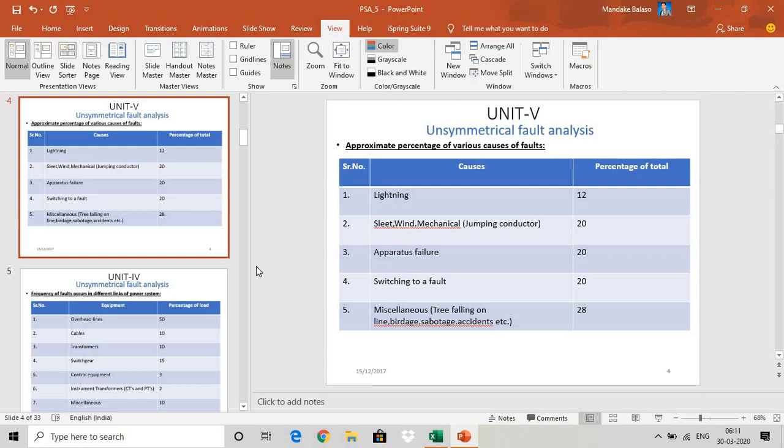Suppose construction is going on, then during digging work a fault may occur, so it also comes under the category of miscellaneous. That means, in short, there are different reasons, but lightning, sleet and wind, mechanical causes, apparatus failure, and switching to a fault are the major reasons which cause faults, and we have discussed what their contribution is in developing a fault.